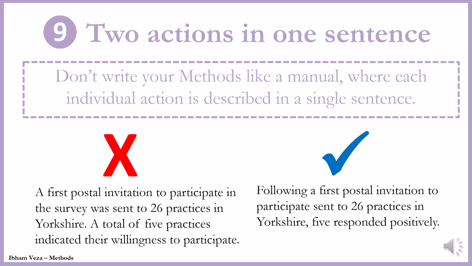An example to avoid: a first postal invitation to participate in the survey was sent to 26 practices in Yorkshire, full stop, then continue with, a total of 5 practices indicated their willingness to participate. Better approach: following an invitation sent to 26 practices, 5 responded positively. This keeps your methods concise while still being easy to follow.